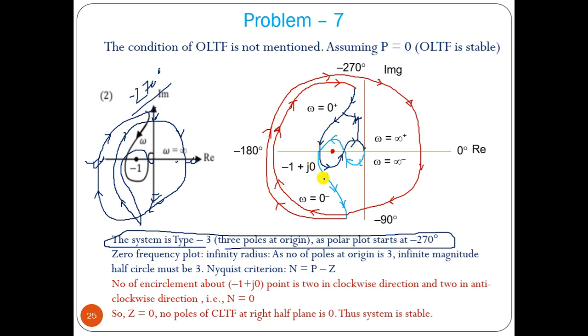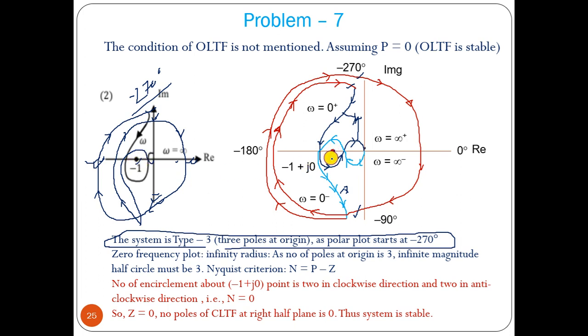After that the inverse polar plot, this is your inverse polar plot. Then we must have, due to the pole at origin, how many poles do we have? 3 poles we have, because it started from the minus 270 degree line. So we must have 3 half circles of infinite radius. This is one half circle, then second half circle, then it completes as the third half circle. Now this point is here at the minus 1 point.